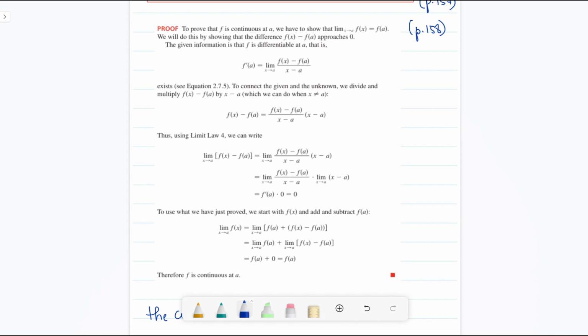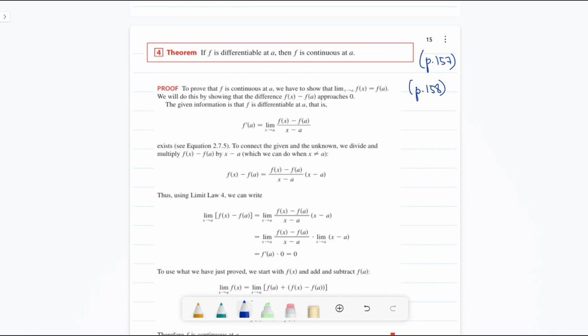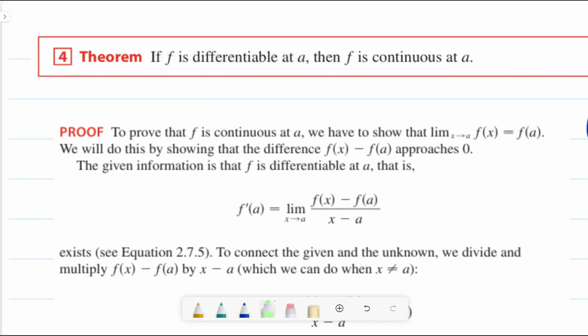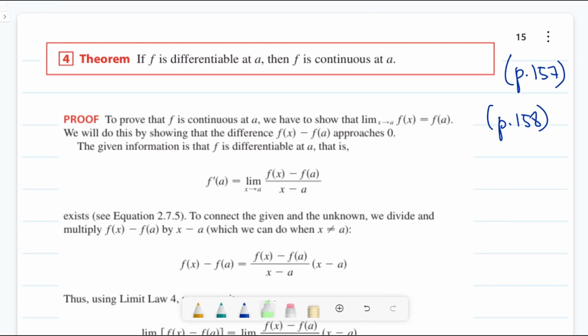The given information is that f is differentiable at a. This is what is given in the theorem. Because we are starting with "if f is differentiable at a, then f is continuous at a," we are assuming that it is differentiable. So this limit is the derivative. The derivative at a is equal to the limit of f of x minus f of a divided by x minus a as x approaches a. Since we are assuming that it is differentiable at a, this limit in fact does exist.